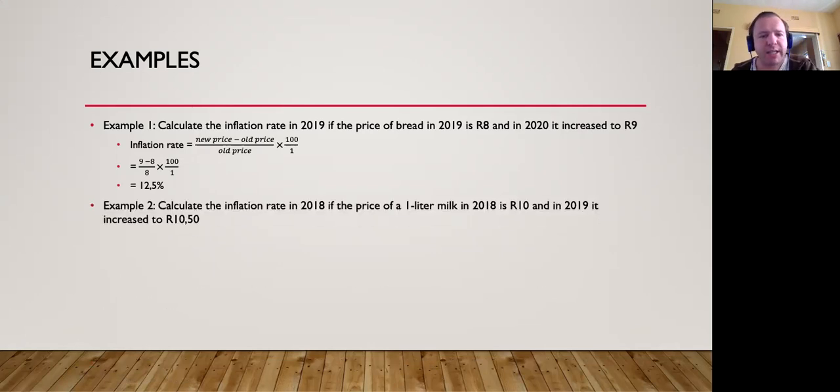In example 2, calculate the inflation rate in 2018 if the price of a 1 litre milk in 2018 is 10 Rand and in 2019 it increases to 10 Rand 50. Same idea. The new price is 10 Rand 50, the old price is 10 Rand, which means we're going to say 10 Rand 50 minus 10 Rand over 10 Rand times 100 over 1, which gives me an answer of 5%.